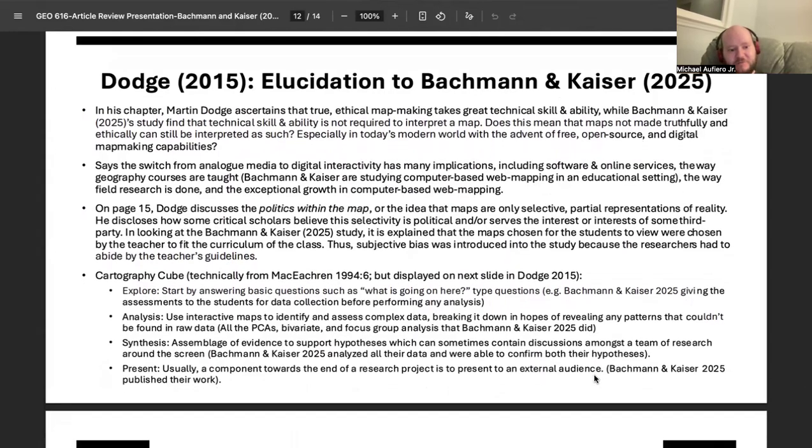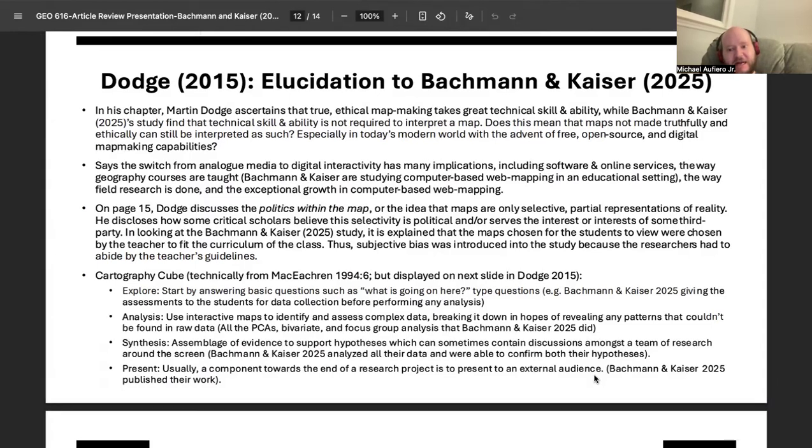The last elucidation is the cartography cube. This is technically from Mick Aitkin, I don't know how to pronounce that, 1994, volume 6, I guess, but displayed on next slide in Dodge 2015. And this is the series of steps that you go through in geographical research. Explore is the first step. You start by answering basic questions, such as what is going on here type questions.